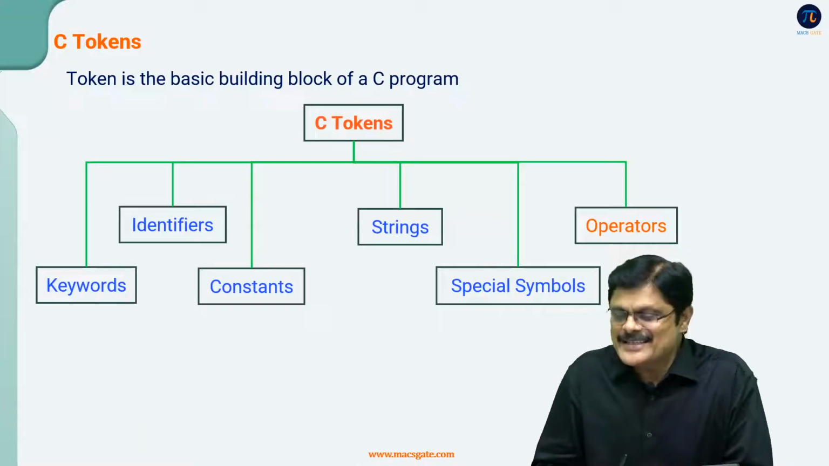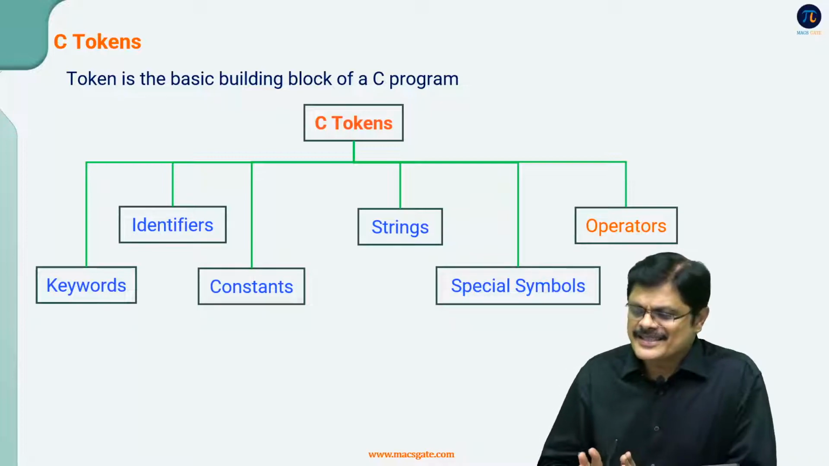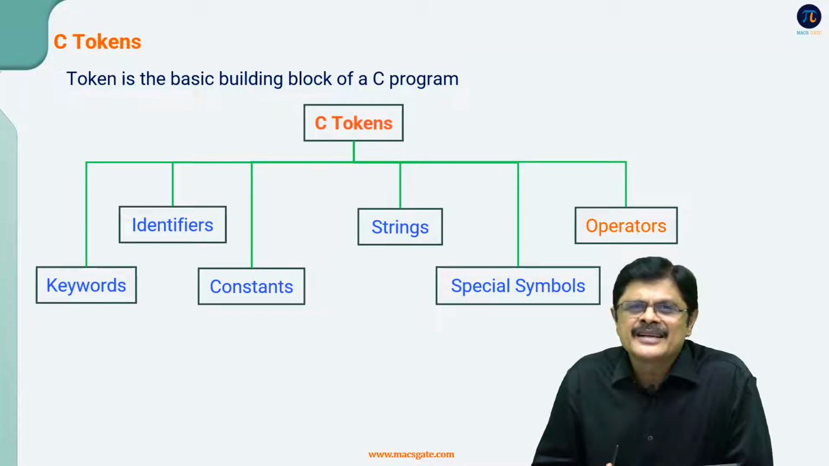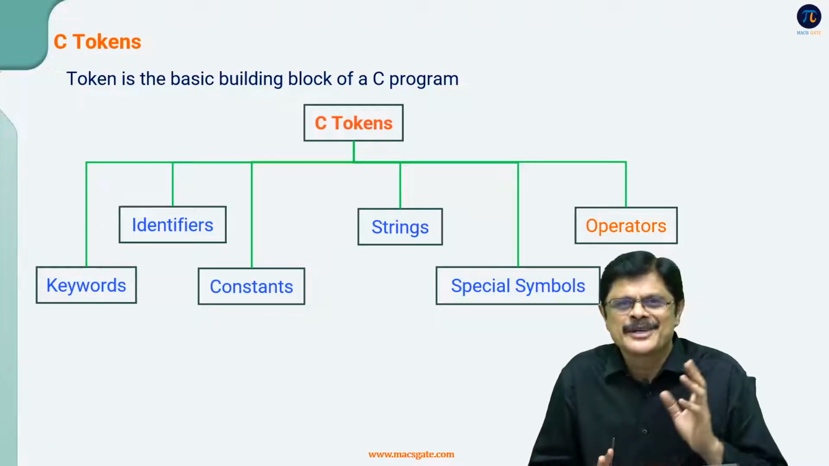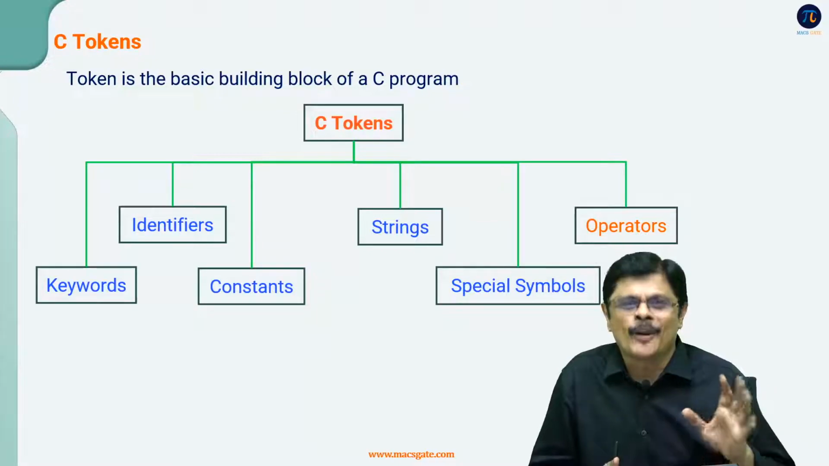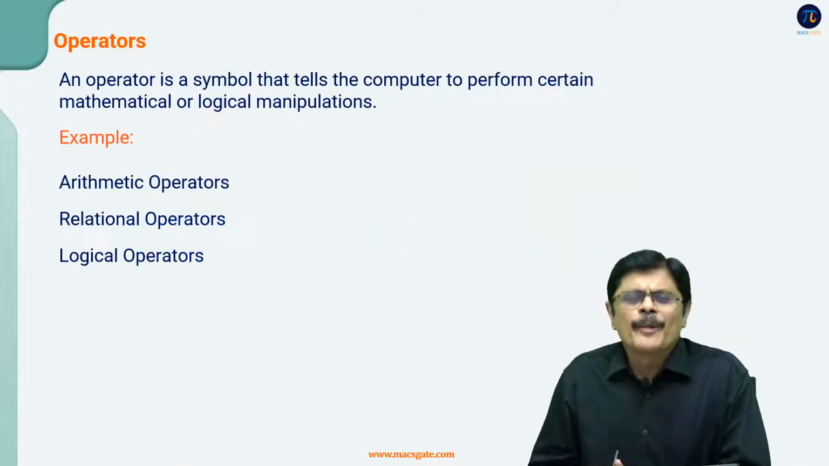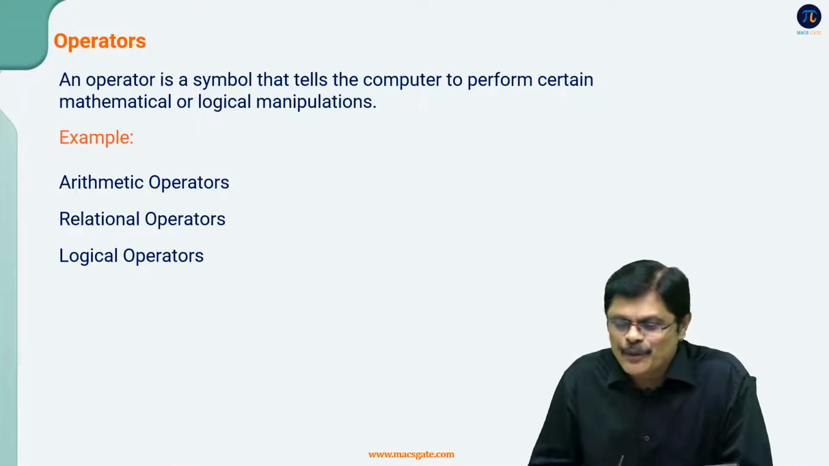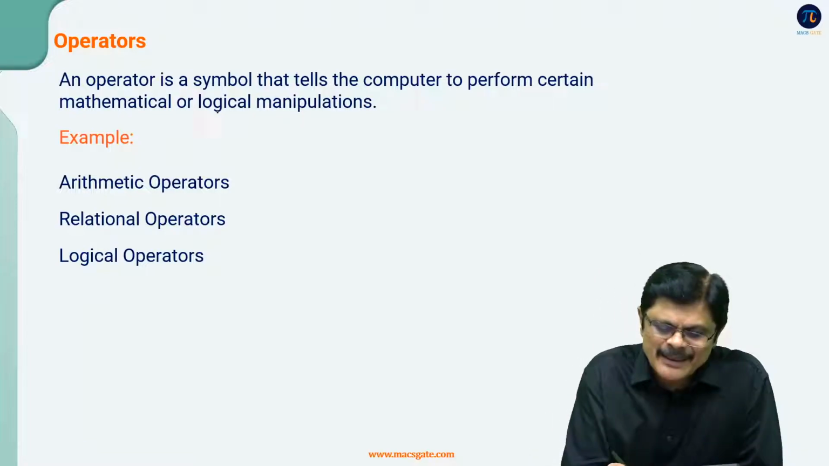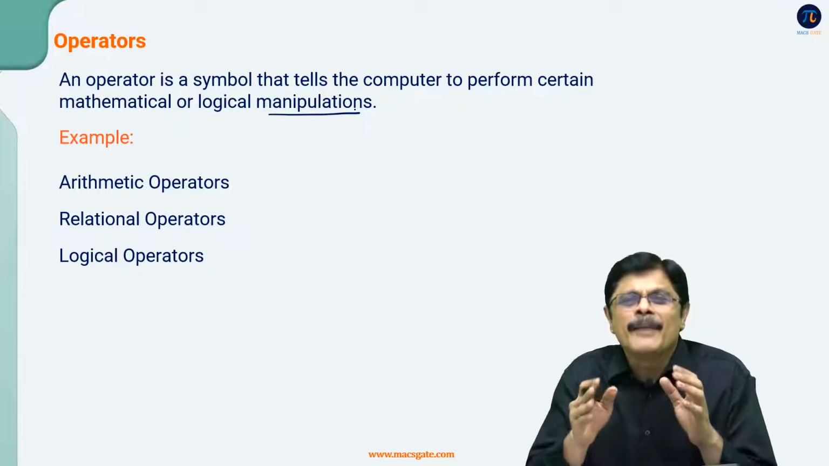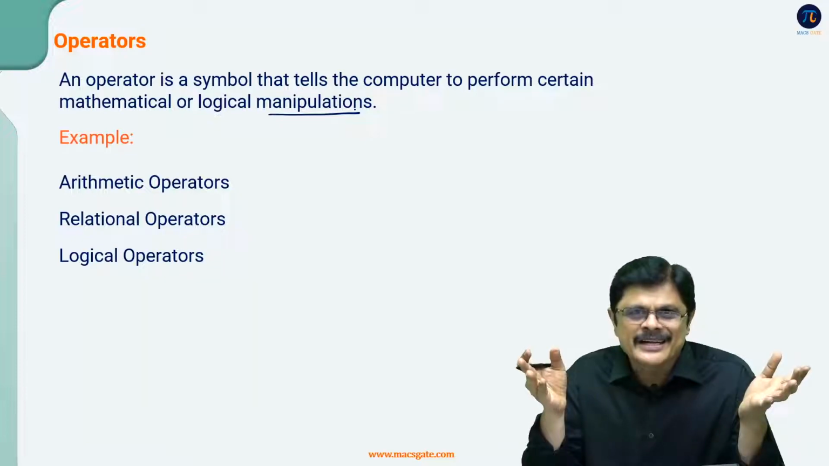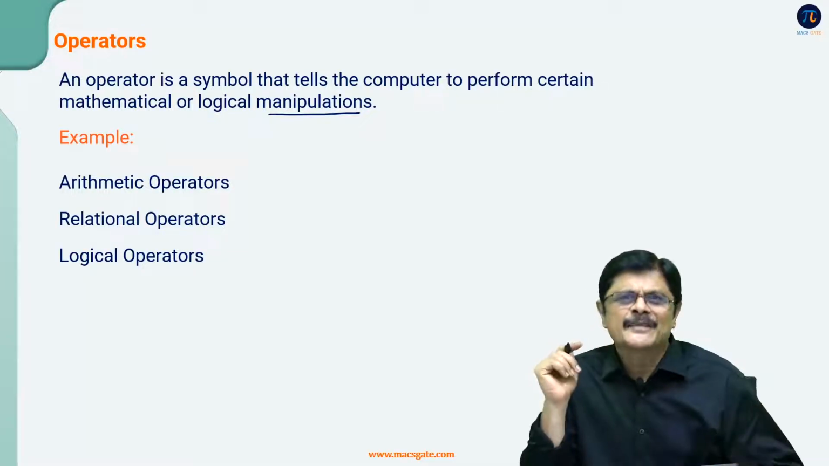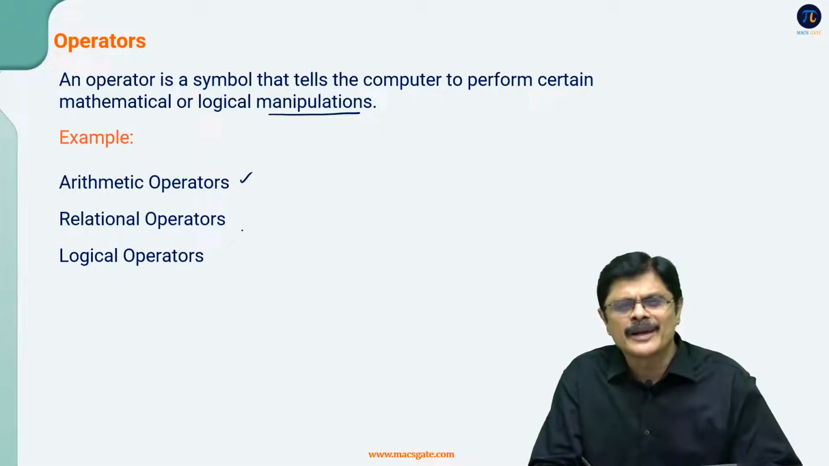The next one is operators. My dear friends, the operators are discussed in a more detailed manner in the operators and expressions chapter. Here I am just trying to introduce operators. An operator is a symbol that tells the computer to perform certain mathematical or logical manipulation between the operands. We have different types of operators like arithmetic operators, relational operators, logical operators.